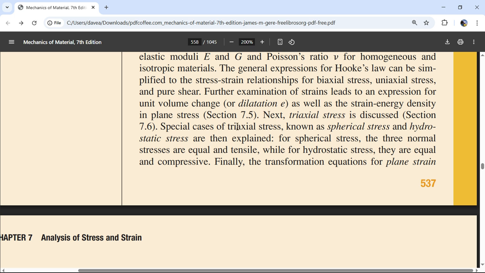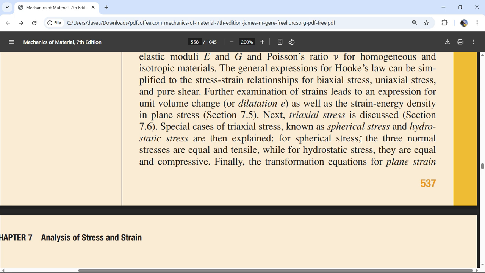But we start with plane stress because the equations are long enough. Special cases of triaxial stress, known as spherical stress and hydrostatic stress, are then explained. So that's what got me motivated to make this video, because spherical stress boiled down to a pretty easy equation, and then I was looking at where they got the equations, and it was a form of triaxial stress. And so that's why I wanted to come back to chapter 7, and I've actually never thoroughly gone through this chapter.